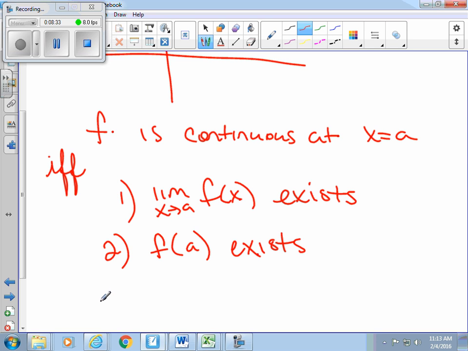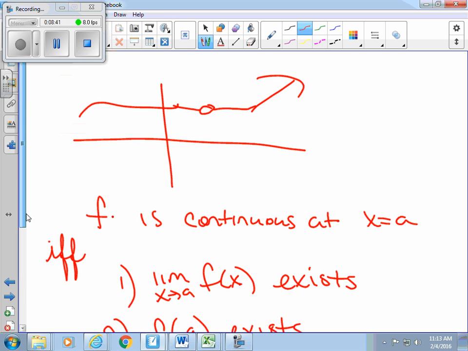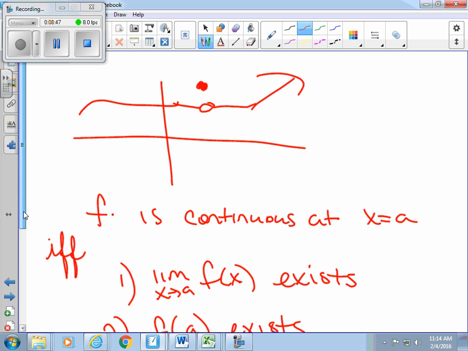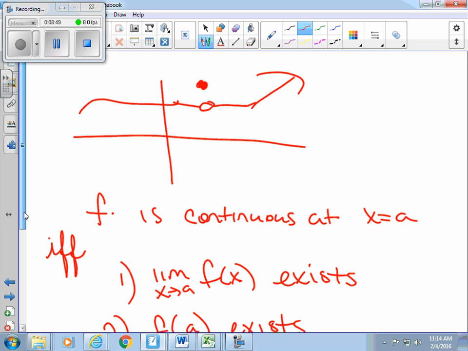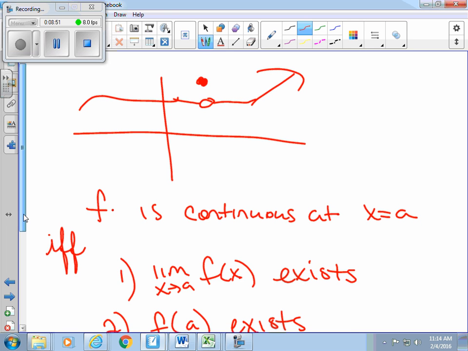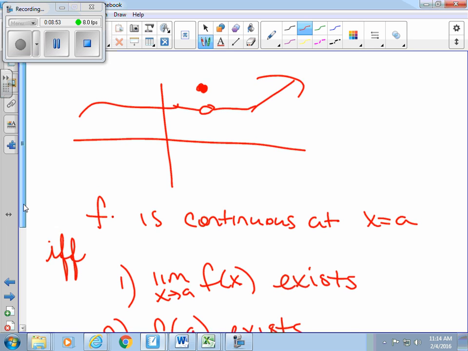F of A has to exist, right? We have to have a point at the A value. For it to be continuous at A, we have to have a point there. You see why two parts isn't quite enough. So we got a point, we got a limit. Something about asymptotes. Yeah. The limit existing throws out asymptotes.